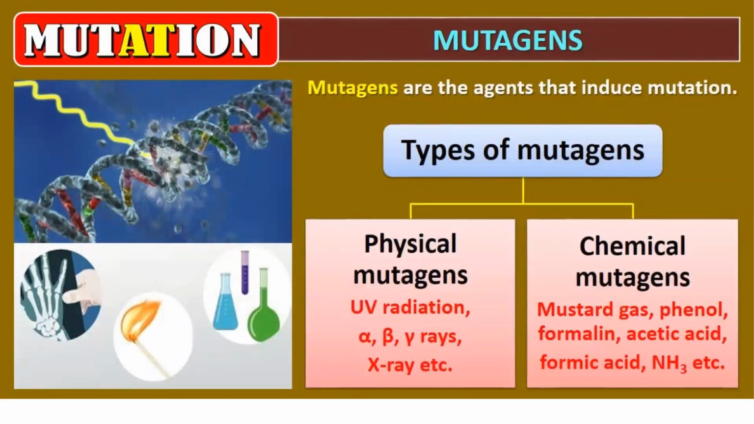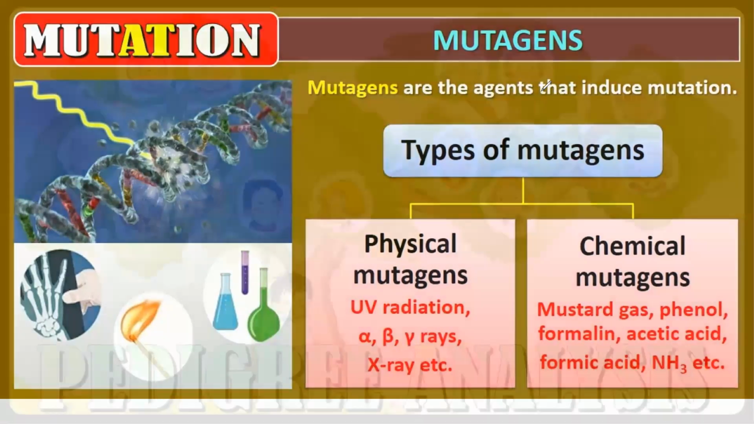Who is responsible for such kind of mutation? Those are agents called mutagens that induce mutation. There are two types of mutagen: physical mutagen and chemical mutagen. Physical mutagens are UV radiation, alpha, beta, gamma rays, X-rays, etc. Whereas chemical mutagens are mustard gas, phenol, formalin, acetic acid, formic acid, ammonia, etc. These are the agents that bring change in the DNA sequence. That's why these are known as mutagens.